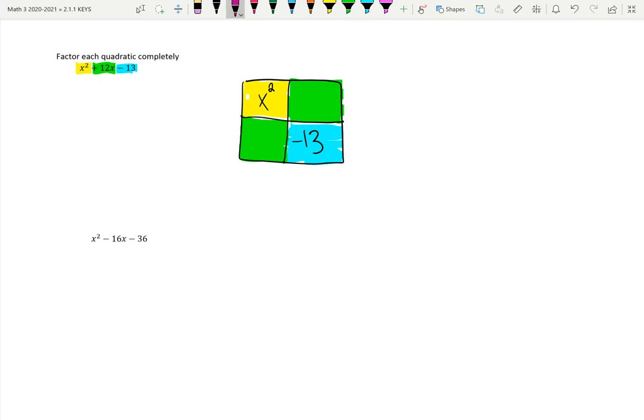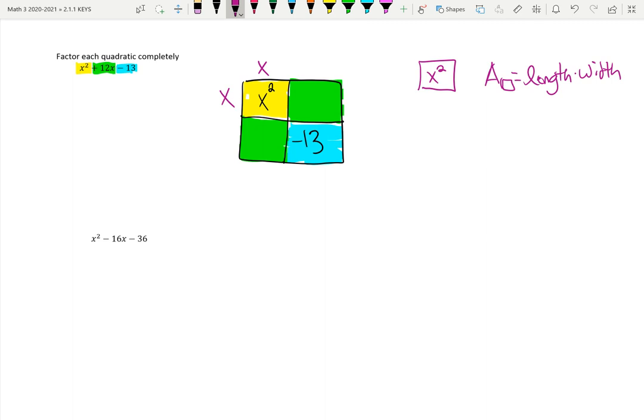What multiplies to be x squared? Remember, x squared is the area. To find the area, you have to multiply the length times the width. The length of this is going to be x and x. x times x is x squared. This is the only possibility.